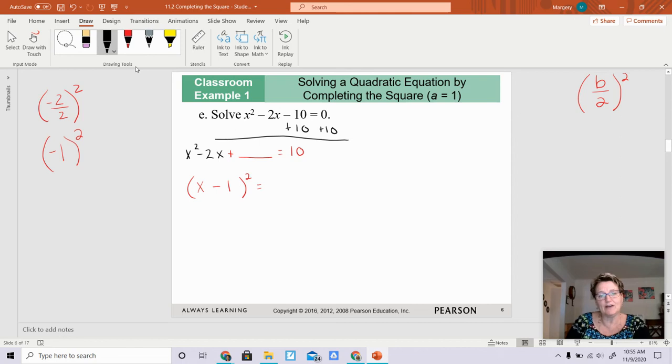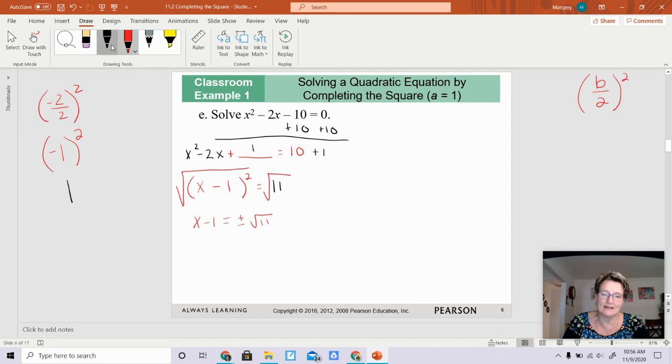Now, in order to figure out what goes here, I'm going to actually square this. -1 squared is 1. So I'm going to put a 1 here. If I add a 1 there, I must add a 1 here. So I end up with 11. So now this is the same type of problem that we did in 11.1. Your goal is to get the square away. So by doing that, you're going to square root it. So you're left with x minus 1 equals plus or minus the square root of 11.